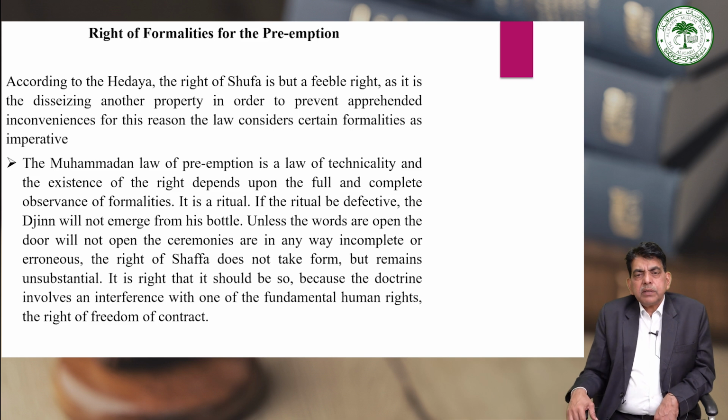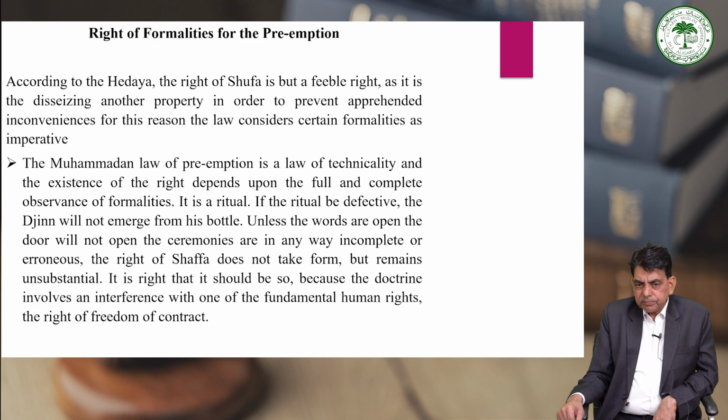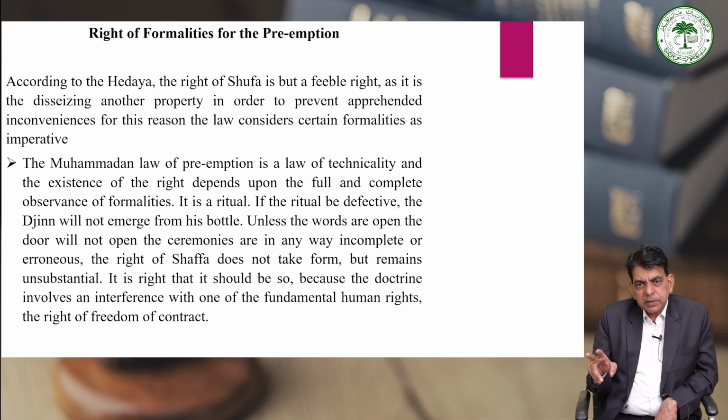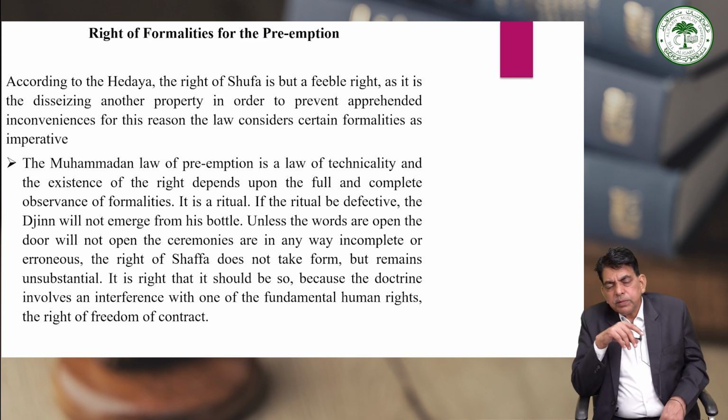So now, ladies and gentlemen, I have tried to explain who the preemptors are. I have already pointed out that out of the three classes of preemptors, only two are recognized under the current law. The right of preemption is available only to the co-sharer, and only to the participator in the appendage and immunities. But the right of preemption is not available to the third class of owner, one who is only the neighbor. So on the basis of neighborhood, one cannot claim the right of preemption.